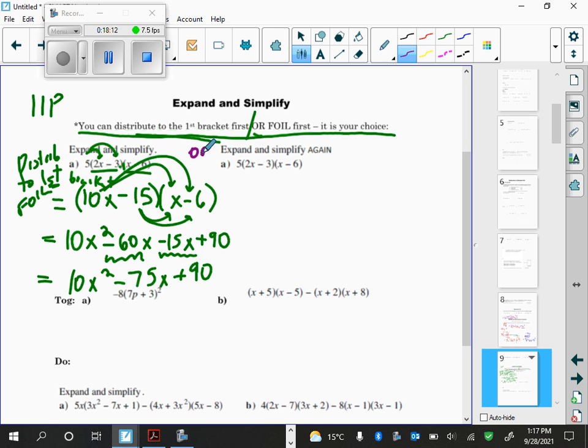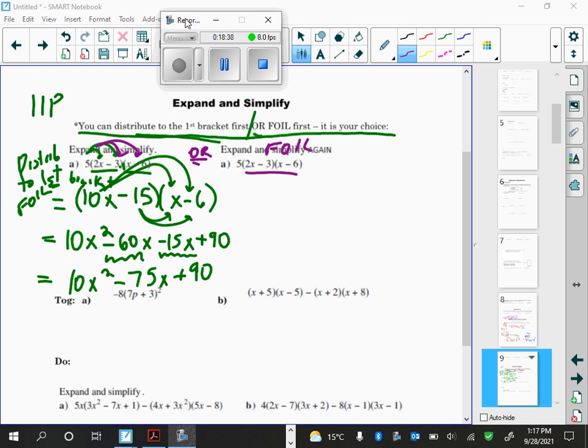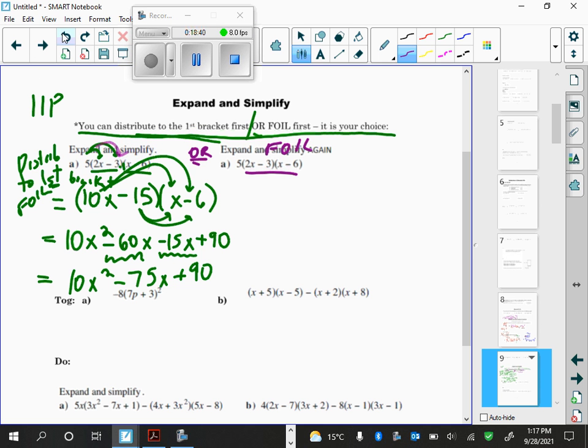Or, and you notice this is the exact same question we just did. We're going to do it a different way and get the same answer. Or you can FOIL these first. And again, if you do not distribute to the first bracket, if you do this a couple times, then don't worry about doing it that way, because you're going to lose a lot of marks, and it's not worth it. Okay, so this way, you might want to be a guest teacher.